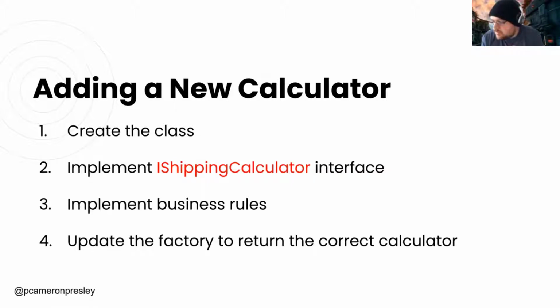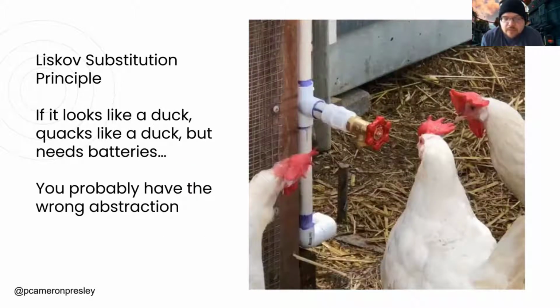Great questions. So we'll keep it going here. For the Liskov substitution principle, at a really high level, it's if it looks like a duck, quacks like a duck, but needs batteries, you probably have the wrong abstraction.